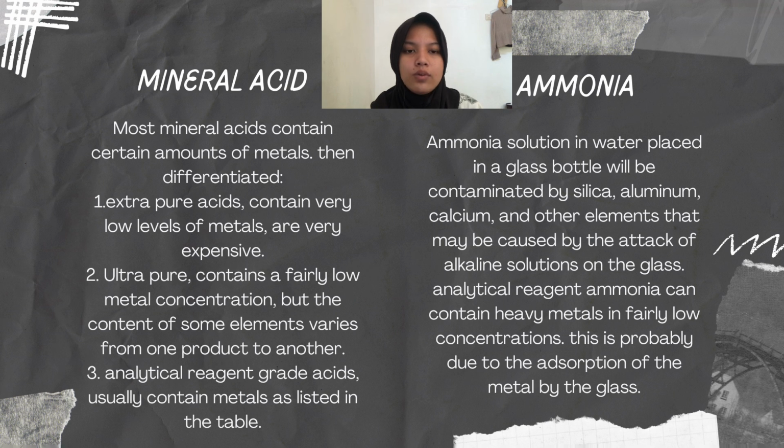Number two is ammonia. Ammonia solution in water placed in a glass bottle will be contaminated by silica, aluminum, calcium, and other elements that may be caused by the attack of alkaline solution on the glass. Analytical reagent ammonia can contain heavy metals in very low concentration. This is probably due to the absorption of the metal by the glass.